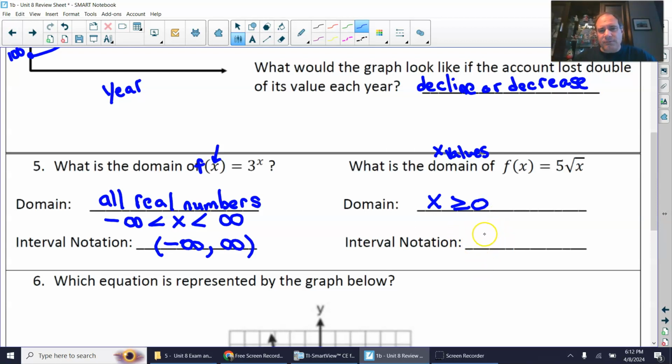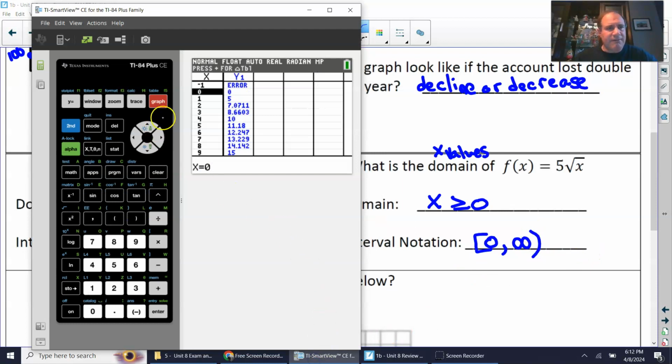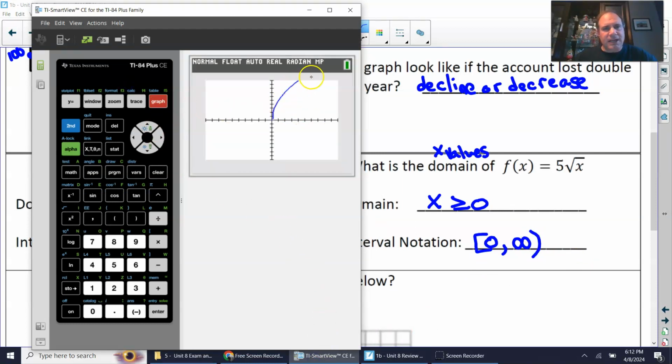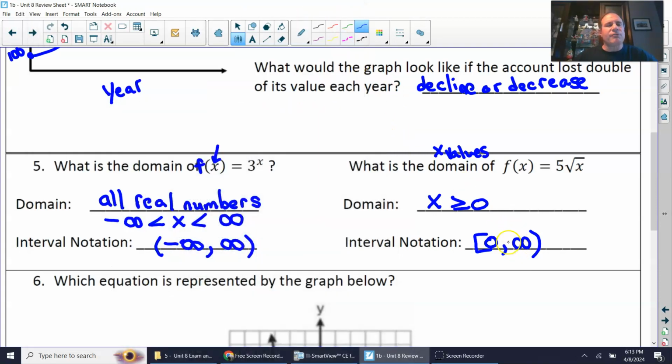Interval notation would be, since 0 is included, a bracket instead of a parenthesis. And then just remember, if it goes on forever in positive infinity, if you take a look at the graph again, you're going to say, okay, yeah, this goes to the right forever, that is positive infinity with a parenthesis because you can't be equal to infinity.